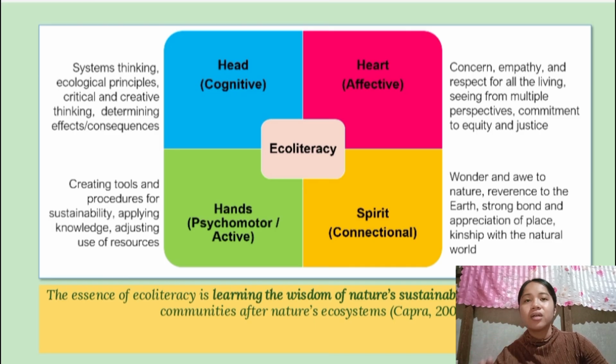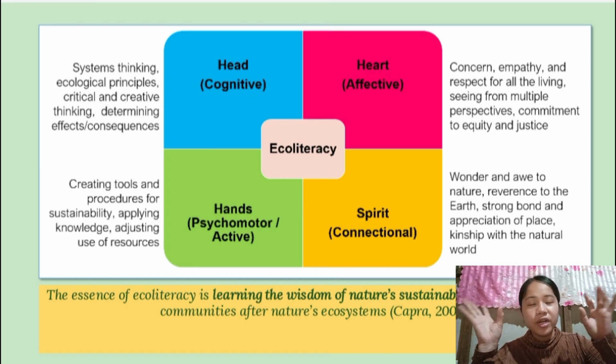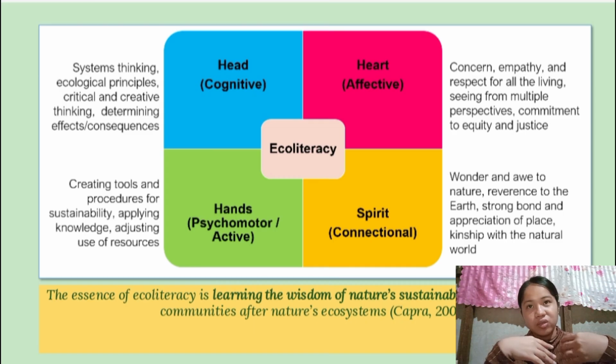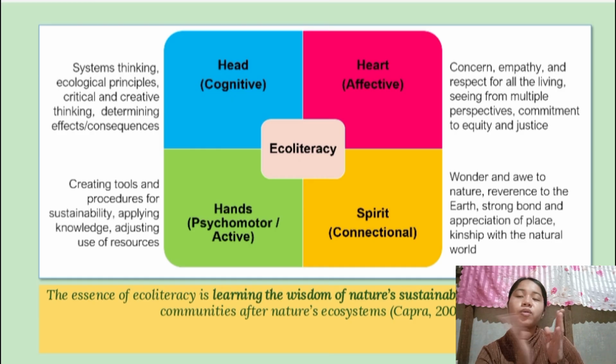So first, this ecoliteracy: the head is the cognitive, the heart the affective, the hands the psychomotor or active part, and the spirit is our connectional. Under the head, cognitive, we have systems thinking, ecological principles, critical and creative thinking, and determining effects and consequences.